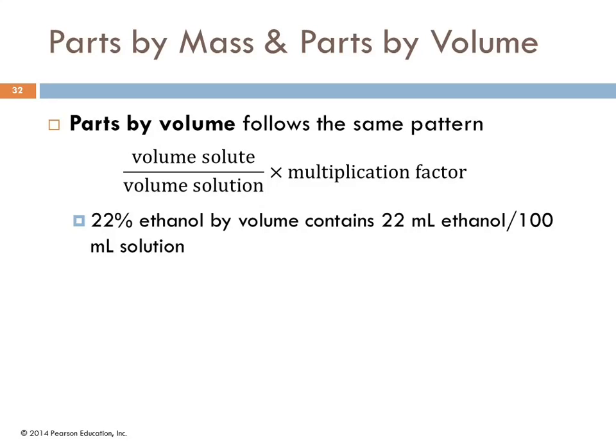You can also have parts by volume. So volume of solute divided by volume of solution, following the same pattern with the multiplication factors. So 22% ethanol by volume, 22 milliliters of ethanol in 100 milliliters of solution.